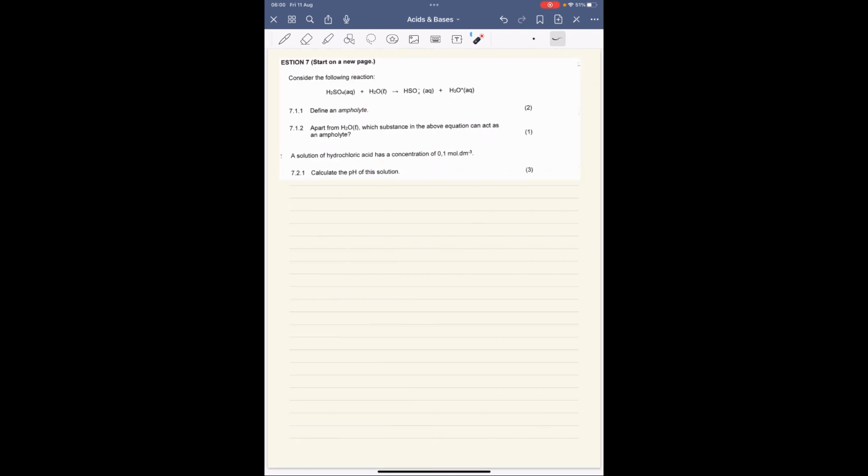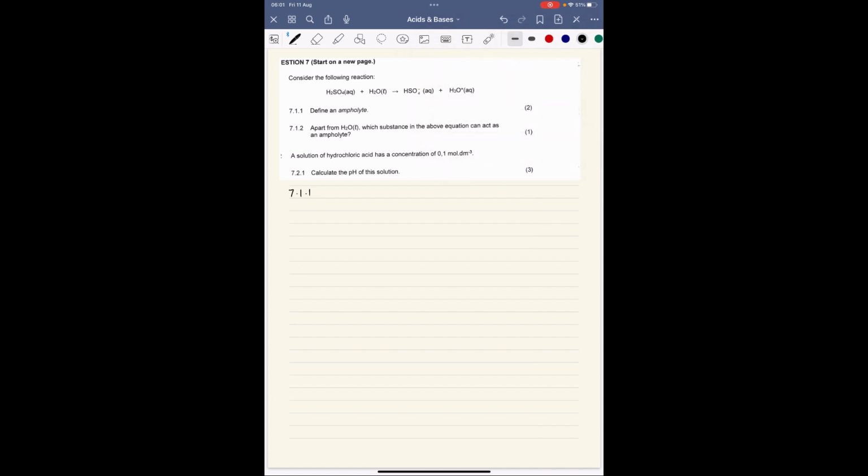The first question, 7.1, says consider the following reaction. We have sulfuric acid reacting with water to give us the sulfuric acid anion, HSO4 minus, plus H3O, which can also exist as H plus. Both of these are synonymous. They mean the same thing. The first question, 7.1.1, asks us to define an ampholyte.